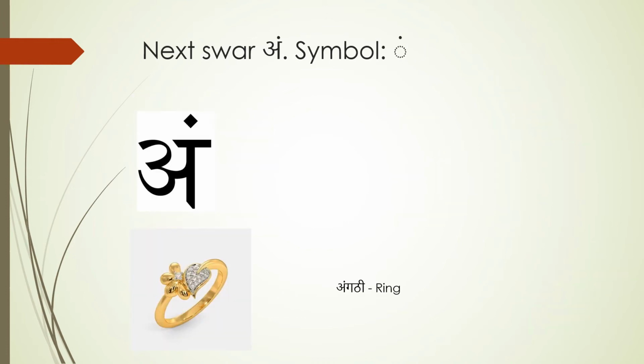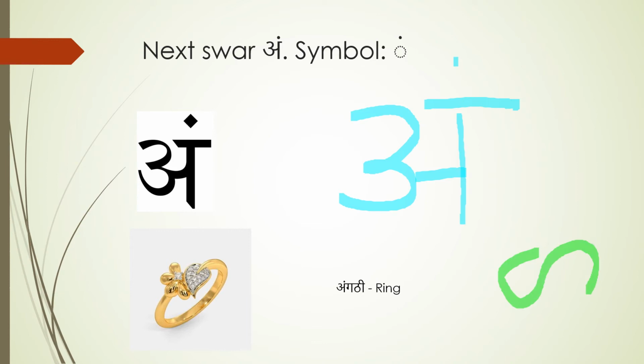The next one is Am, which is a nasal pronunciation. Start with an A, a 3, a horizontal line, a standing line, the top line, and then a dot on top of it. This dot makes it an Am. An example with a consonant, write the K, a top line, and a dot on top of it to make it a Kang. Example of Am is Angthi. Angthi is a ring.